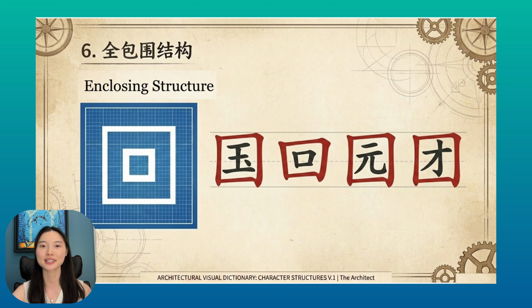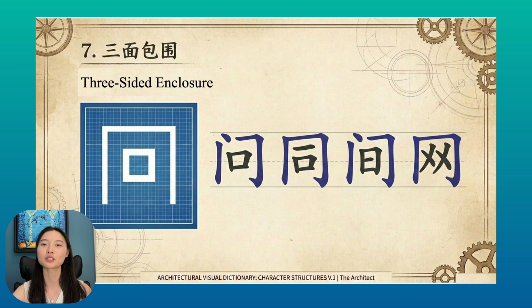Blueprint number 6 begins the enclosure family, 全包围结构, full enclosure. One component completely surrounds another. 国, country. Jade inside a border, a treasure inside the walls. 回, to return. 园, garden. Notice the frame is always closed, but the contents stretch to the edges of the square. And here's a preview of next episode. Enclosures have a famous stroke order rule. Outside first, inside next, close the door last. Remember that phrase. That was the only full enclosure. The rest of the enclosing family leaves an opening.